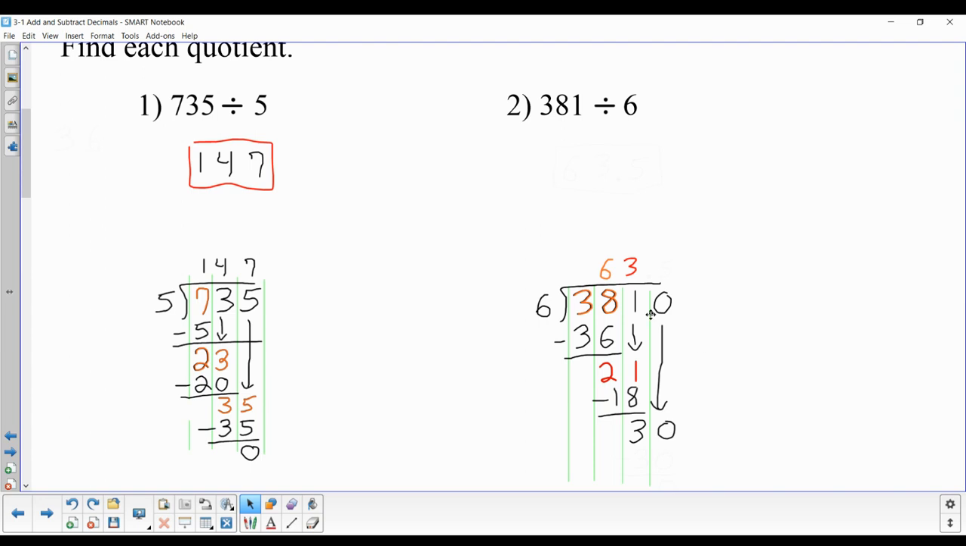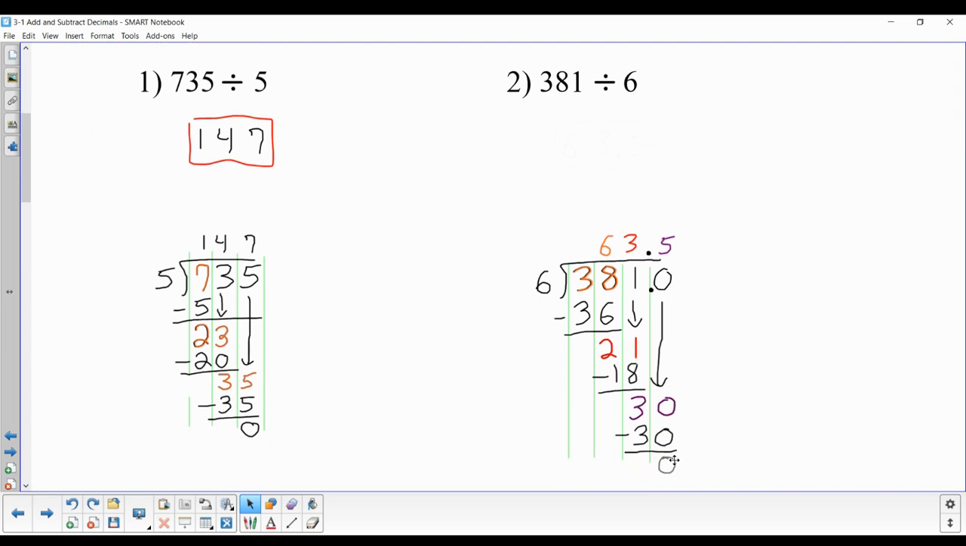By the way, when you make your decimal, for your answer, you bring the decimal straight up. Then 6 goes into 30 5 times, and 6 times 5 is 30. And when you subtract, you get 0. And once you're in the decimals or at the end of the number and you get 0, that means you're done. So the answer is 381 divided by 6 is 63 and 5/10.